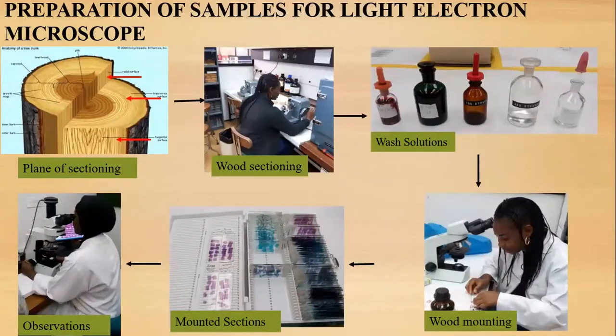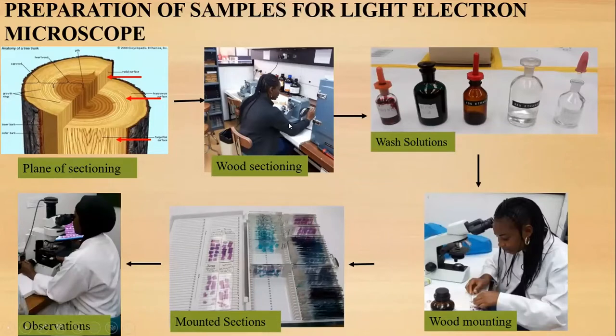For our sample preparation, for the planes of wood sectioning, we need to collect the wood from all parts of the wood. So the red arrow is showing the radial surface, this is the transverse surface, and the tangential surface. So we collect samples from all the surfaces.